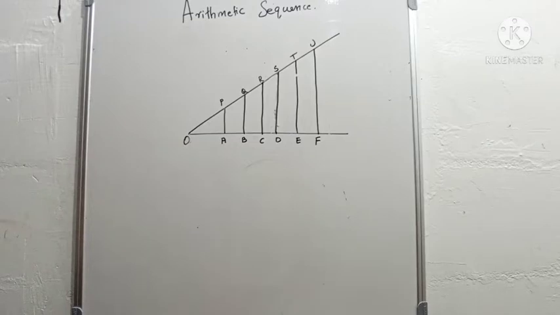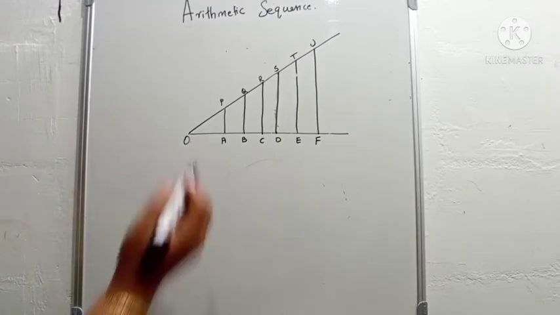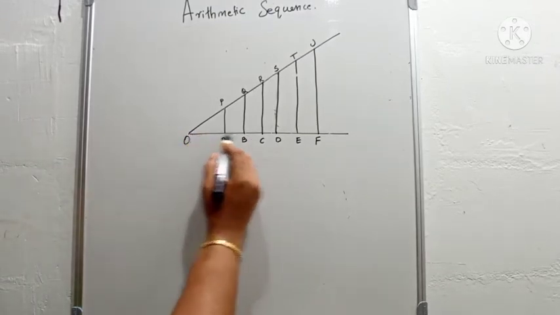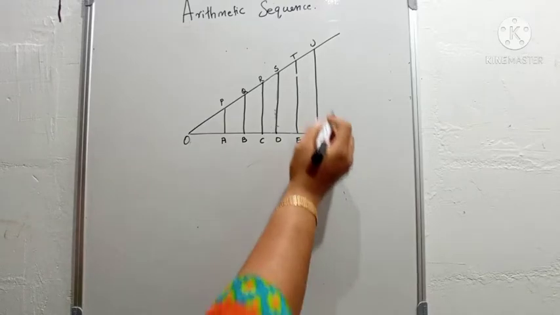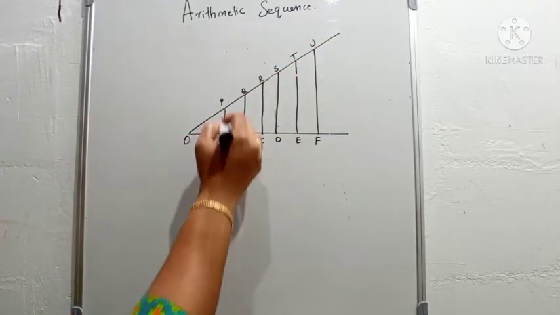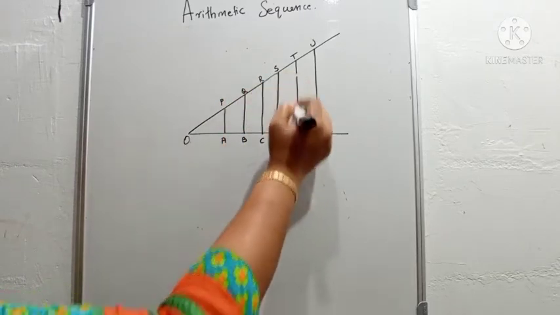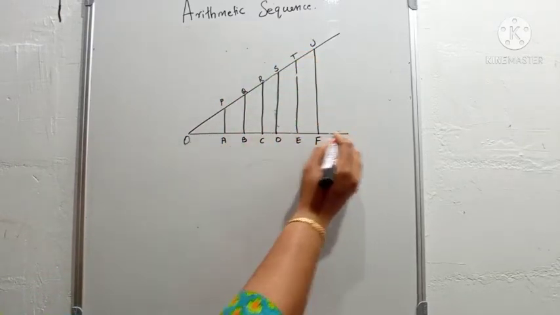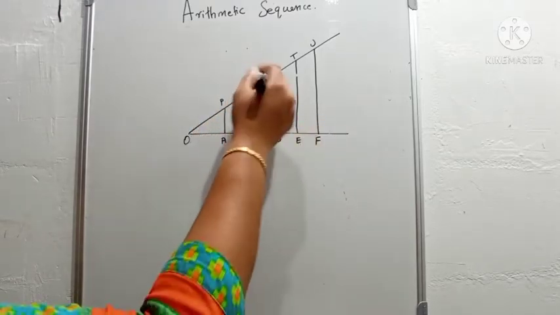In this picture, the perpendiculars to the bottom line are equally spaced. Prove that continuing like this, the lengths of the perpendiculars form an arithmetic sequence. So this is our question. Here you can see two lines. One is a horizontal line and one is a slanted line. Right? And these are the perpendiculars drawn to the horizontal line from the slanted line.